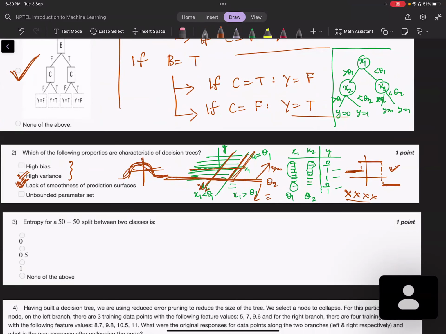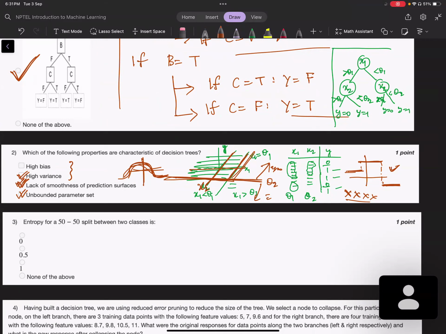And the third is the unbounded parameter set. This is also true, because a decision tree just looks at the data and tries to learn a function. It is not assuming anything about the parameters. It is not assuming anything about the data or the distribution of the data.